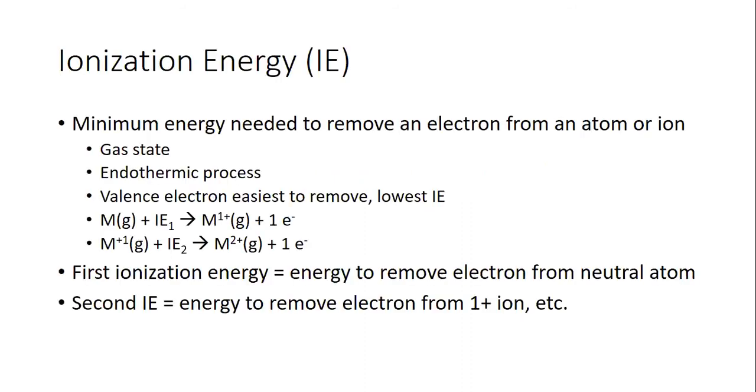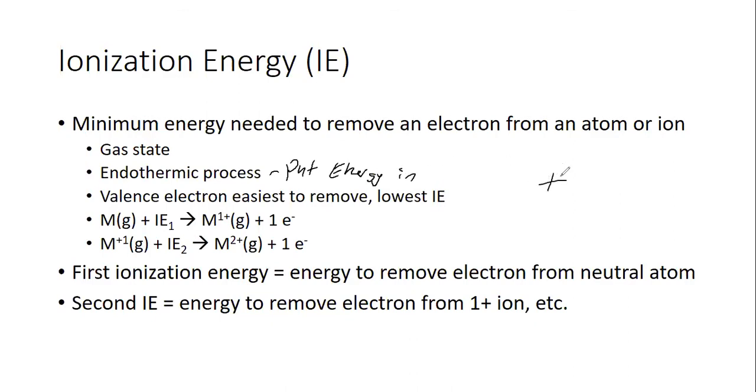Anyways, what we're going to talk about is ionization energy. Ionization energy is the amount of energy needed to remove an electron. These are measured in the gas state, so you take an element, make it a gas, and measure how much energy it takes to remove an electron. This is endothermic, in that you have to put energy in to remove an electron, which makes sense, right? So put energy in.